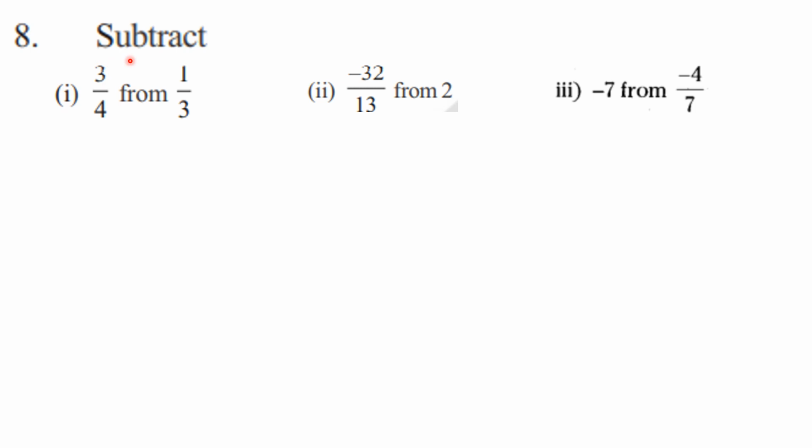Question number 8. Subtract 3 by 4 from 1 by 3. Subtract minus 32 by 13 from 2. Subtract minus 7 from minus 4 by 7. Look at that, children. We subtract 3 by 4 from 1 by 3, so we should subtract this 3 by 4 from this 1 by 3.